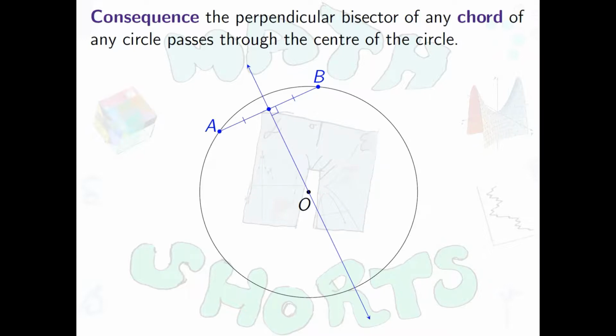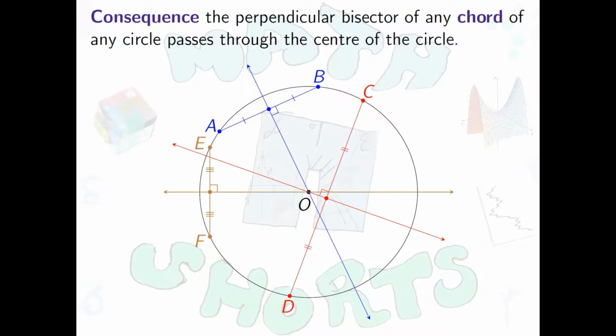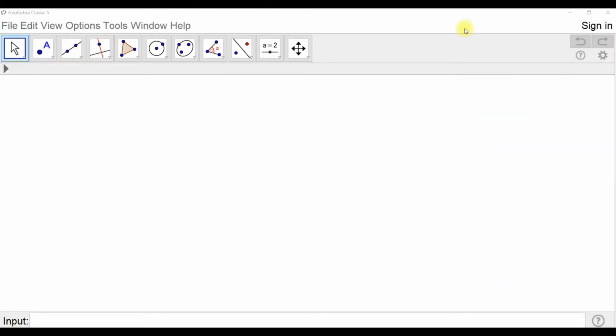So if I take that chord, the perpendicular bisector passes through the center. If I take another chord and find its perpendicular bisector, it passes through the center. If I find another chord and find its perpendicular bisector, it passes through the center. Let's zip back to GeoGebra and see this property in action.